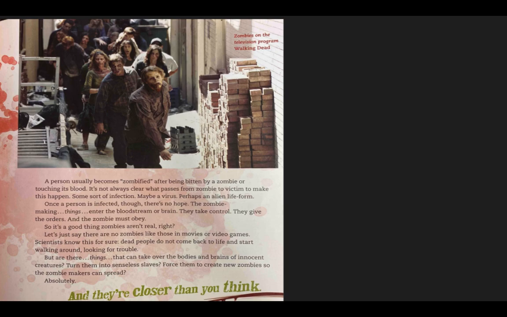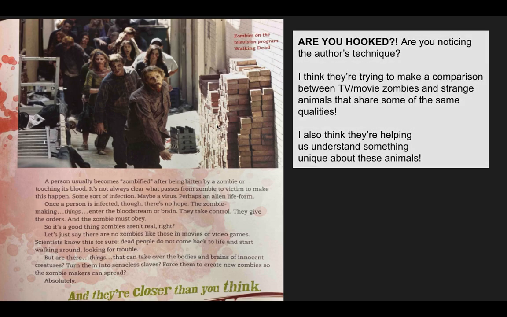Let's just say there are no zombies like those in movies or video games. But scientists know this for sure. Dead people do not come back to life and start walking around looking for trouble. But there are things that can take over the bodies and the brains of innocent creatures, turn them into senseless slaves, force them to create new zombies so the zombie makers can spread? Absolutely. Are you hooked? Are you noticing this author's technique?